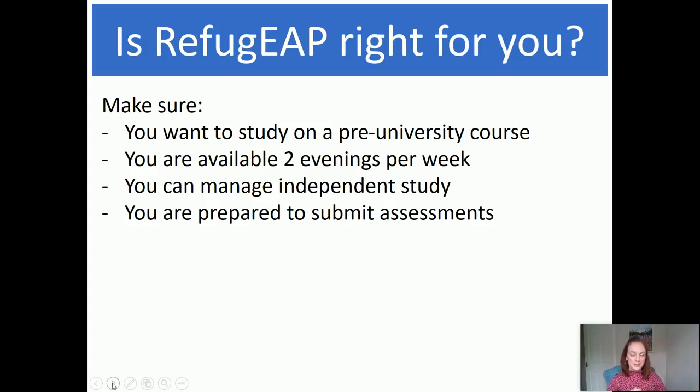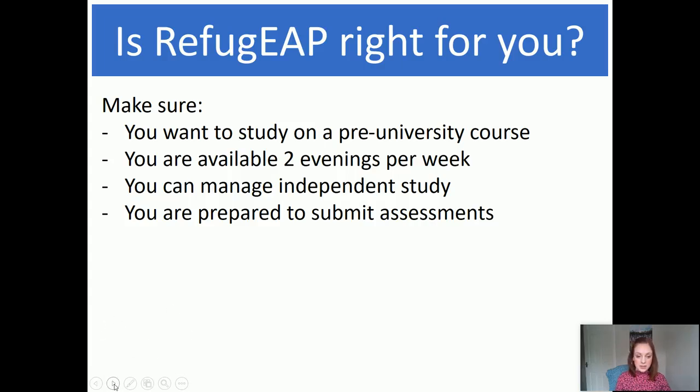My final points are, I really want you to think about if the RefugEAP course is right for you. Please make sure you want to study on a pre-university course, not a general English course. Make sure you're available for 2 evenings per week to attend our online classes. Make sure you can manage the independent study time. And we know that lots of people have other commitments like work, caring and childcare. So we hope you could manage to balance everything. But if you can't, then it's okay, but maybe the course isn't right for you at the moment. And you also need to be prepared to submit assessments.